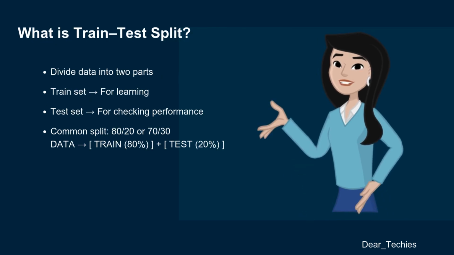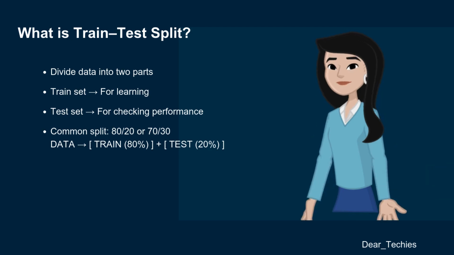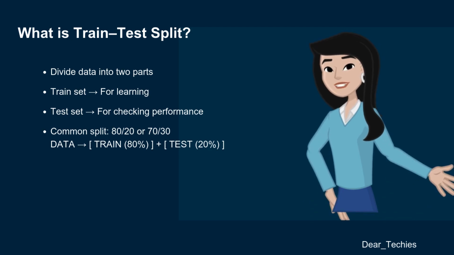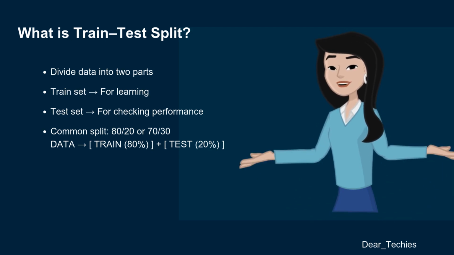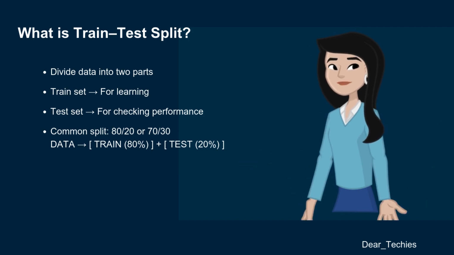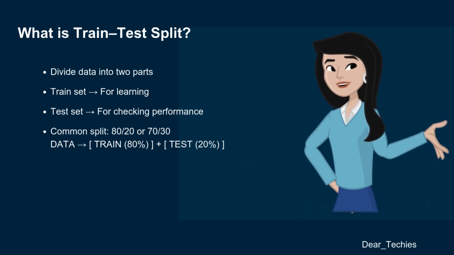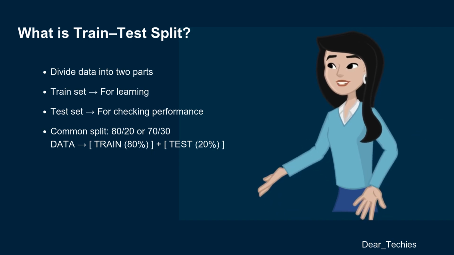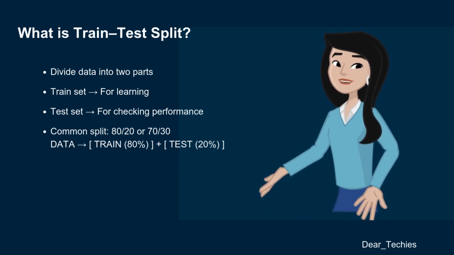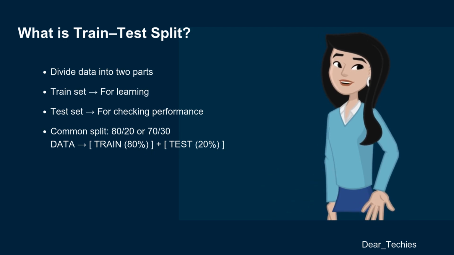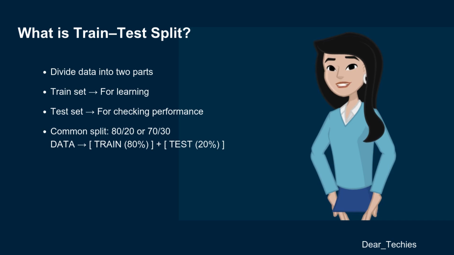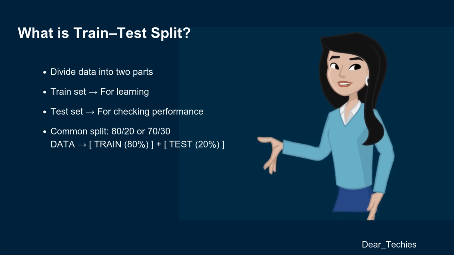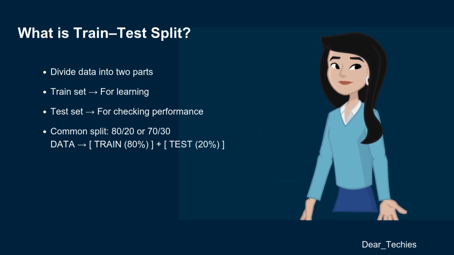Train-test split is the simplest way to evaluate a model. We divide the dataset into two parts. The larger portion, usually 70 to 80%, is used for training. That means the model learns patterns from this data. The remaining part is kept aside and never shown to the model during training. This part is used as the test set. If the model performs well on this unseen test set, it means the model is generalizing well.